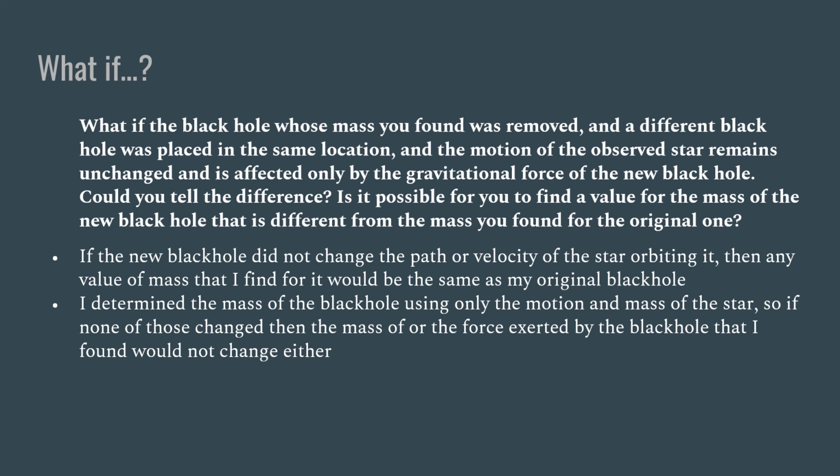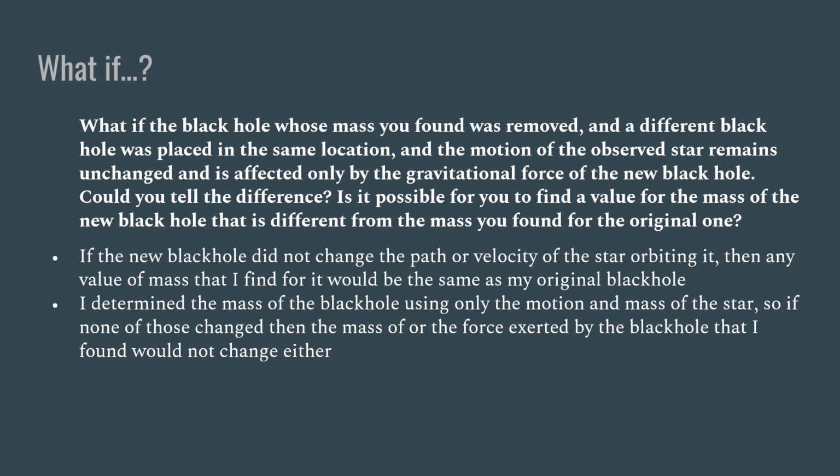And our second discussion question is: what if the black hole whose mass we found was removed and a different black hole is placed in the same location, and the motion of the observed star remains unchanged? Could you tell the difference? Is it possible to find a value for the mass that is different from our original?